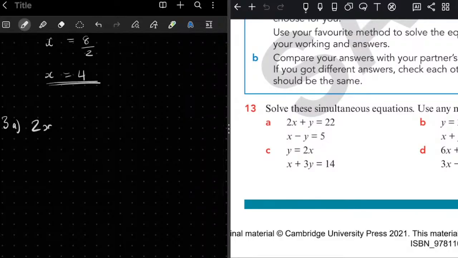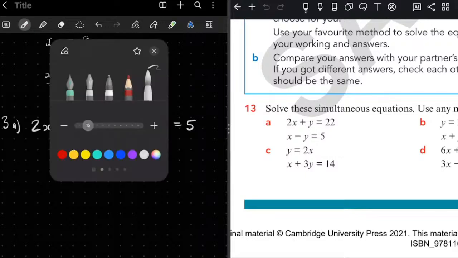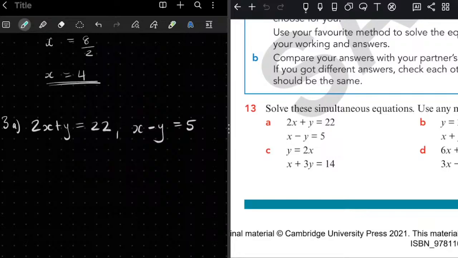You have 2x plus y equal to 22. Okay? Then you have x minus y equal to 5. Now I'll ask you, do you have a good situation in these equations? Are they in terms of y? Are these two equations having y as the subject? Is y alone in these two equations? No. So what should you do, students?